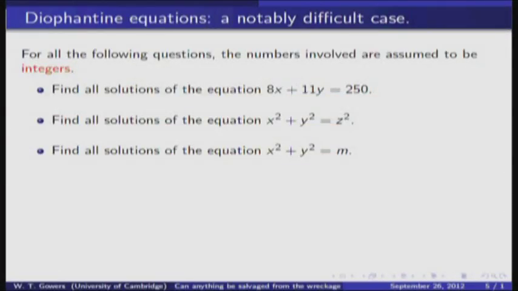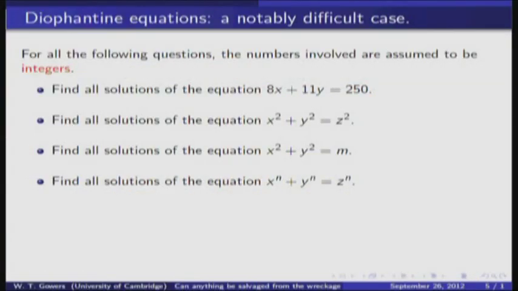More generally, there's a pretty good understanding of what the solutions of x squared plus y squared equals m are. In particular, we know for exactly which m can be written in the form x squared plus y squared with x and y both integers, positive integers actually, integers.